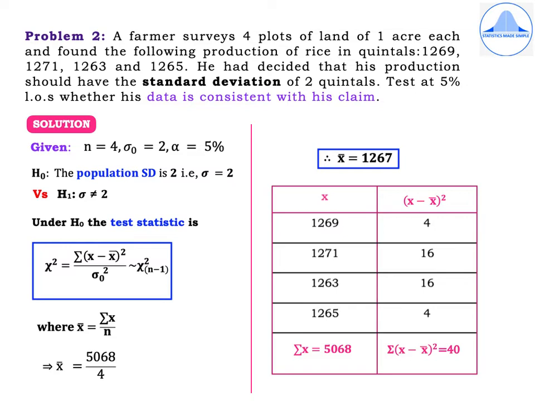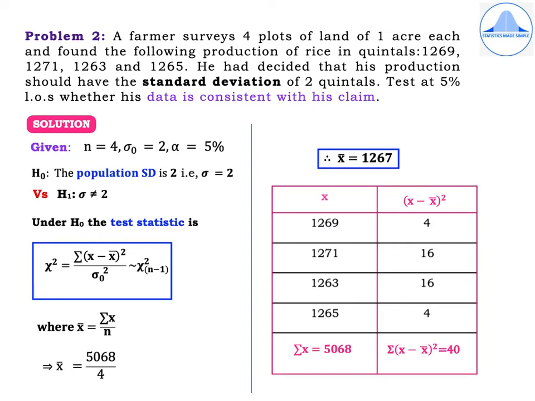Now H naught will be of the form the population standard deviation is 2, that is sigma is equal to 2 versus H1 sigma is not equal to 2. Now in this question the words like greater, above, below, less is not used. So the alternative is a two-tailed alternative. Under H naught the test statistic is, we have to use the other formula for chi-squared, which is summation x minus x bar whole square divided by sigma naught square, which follows chi-squared with n minus 1 degrees of freedom.